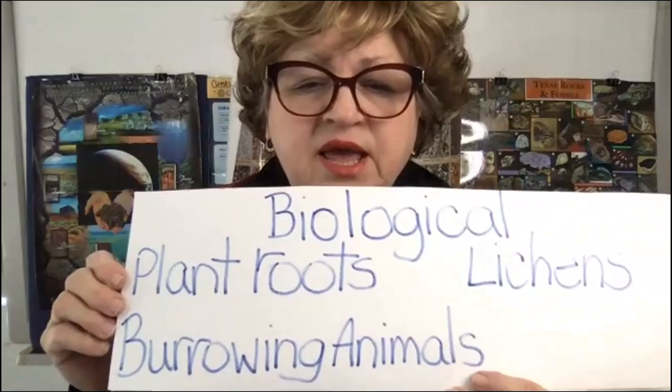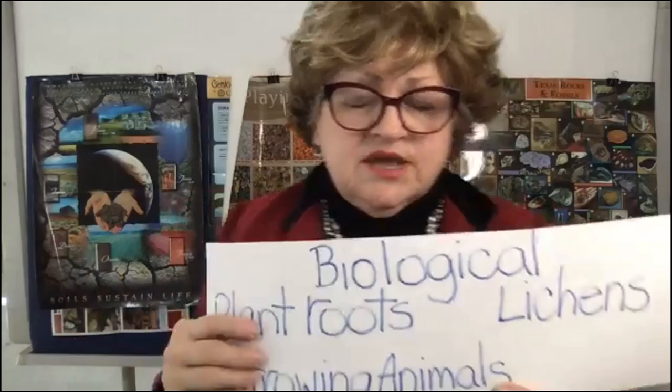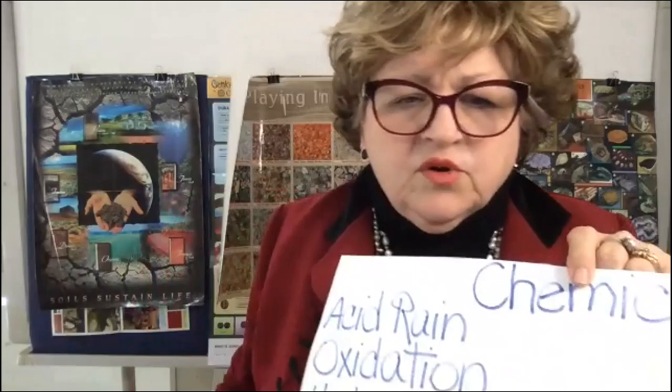The next one's biological. Biological are things like lichens and plant roots, and some burrowing animals will burrow down into rocky formations and tear it up. So biological is another type of weathering. The last one is called chemical. Let me get this and show it to you. And the three types that we're going to talk about for chemical weathering are acid rain, oxidation, and hydrolysis.